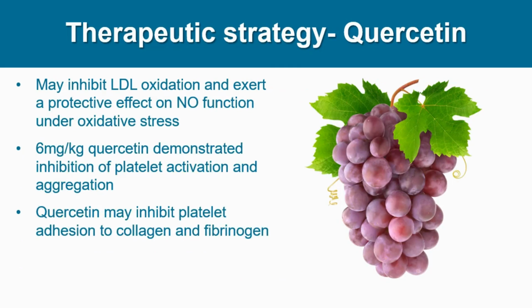Quercetin may inhibit LDL oxidation and have a protective effect on nitric oxide function under oxidative stress, but you do need about 6 milligrams per quercetin to inhibit platelets. So it's a pretty high dose, but it can inhibit platelet adhesion to collagen and fibrinogen.